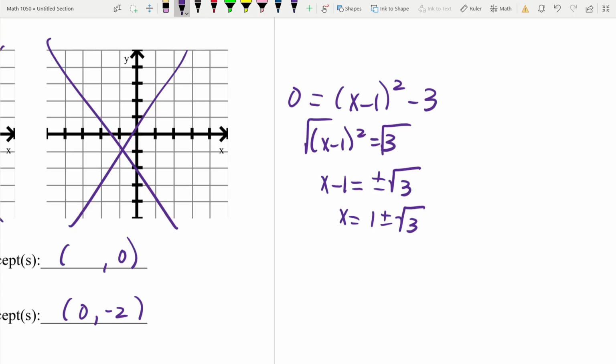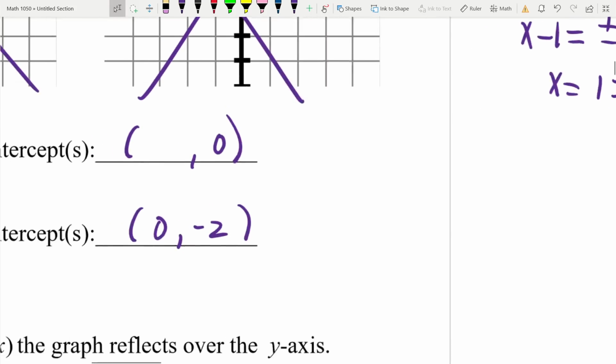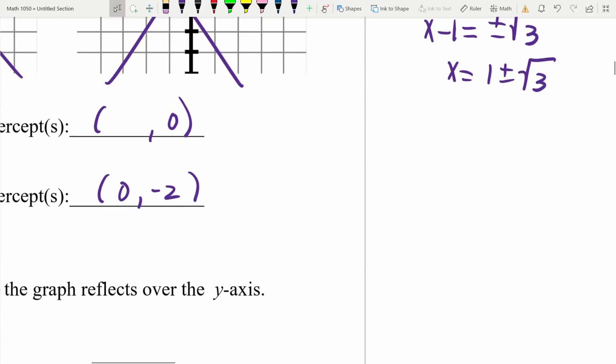Now, those are x-intercepts, so come back over here. Those have to be written as ordered pairs. I would not do the plus or minus on an intercept. I would write those as 2 separate intercepts. So I'm going to write that as (1 plus the square root of 3, 0), and then (1 minus the square root of 3, 0), and that's it.